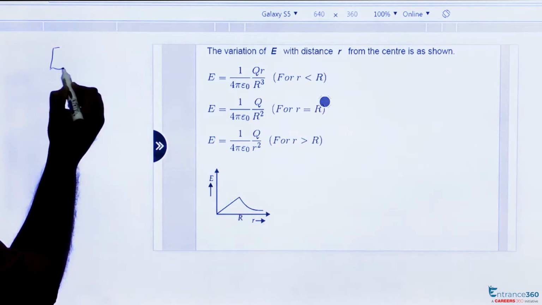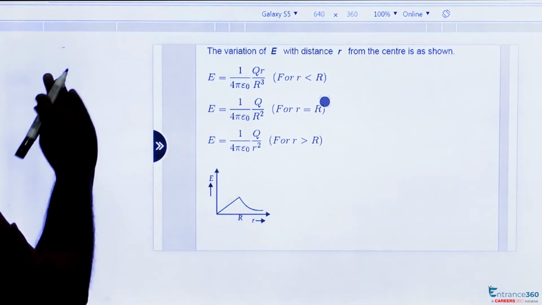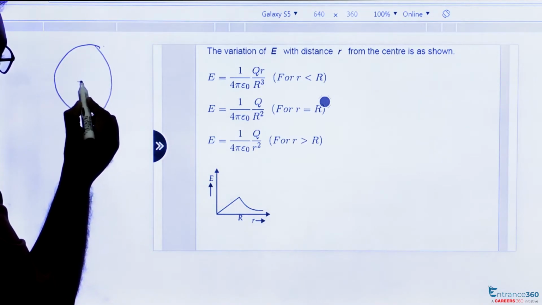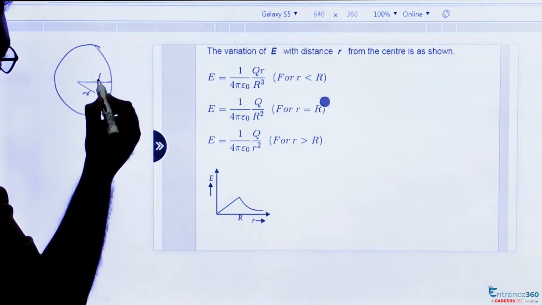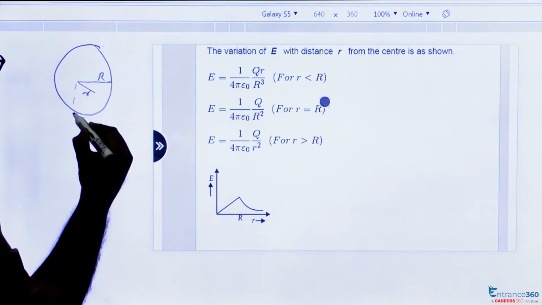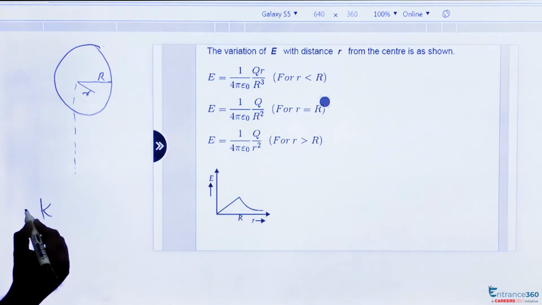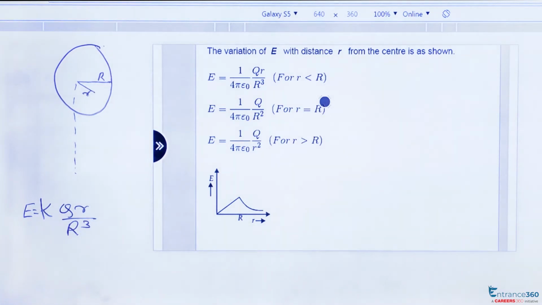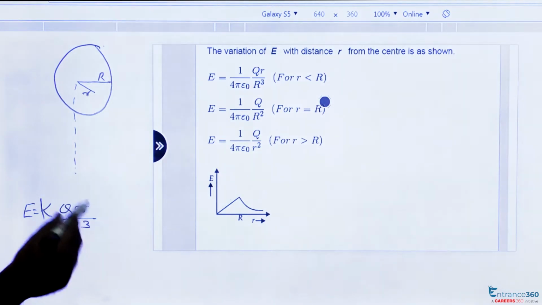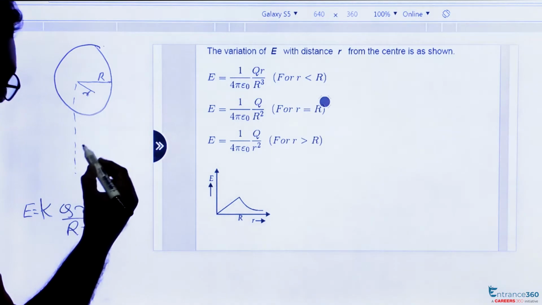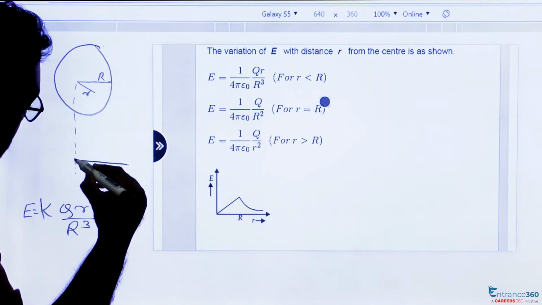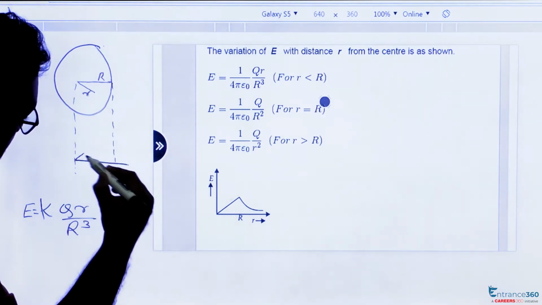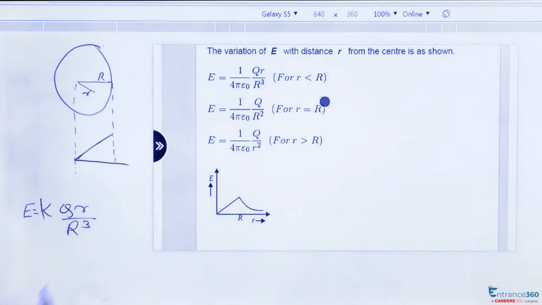So for a uniformly charged sphere, the electric field at a distance r less than the radius of the sphere is given by k q r by R cube, where k is 1 by 4 pi epsilon 0 and capital R is the radius of the sphere, which is constant. Here the changing value is r. So the electric field is changing proportional to small r inside the sphere.